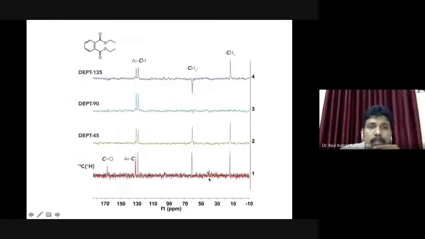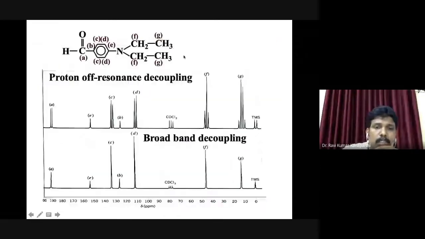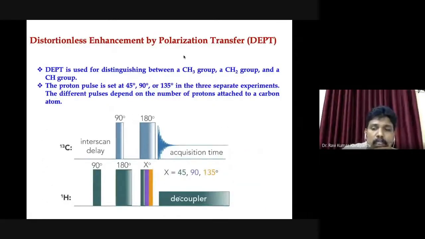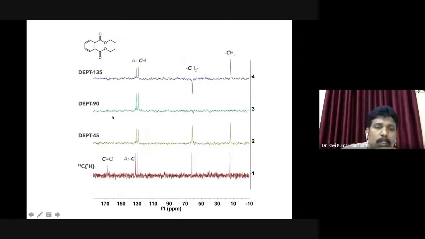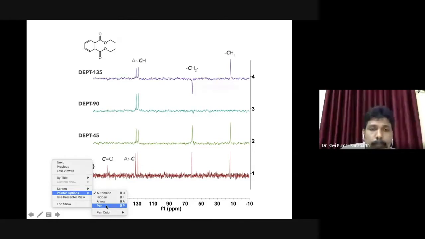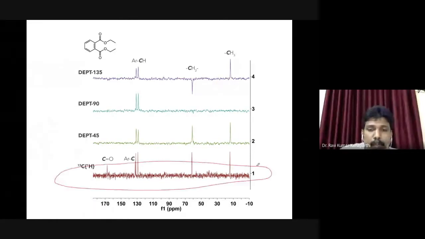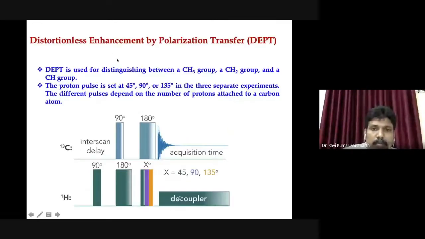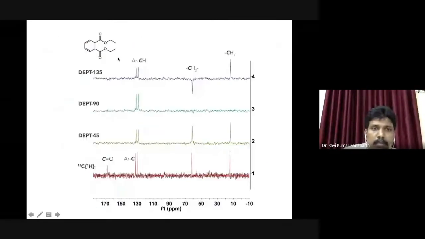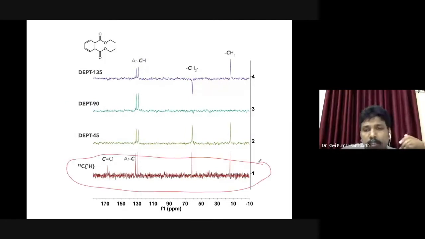So this is the spectrum. In this technique, you can see the bottom one is the simple carbon-13 NMR spectrum of this compound. So this is the C13 NMR spectrum of diethyl phthalate.